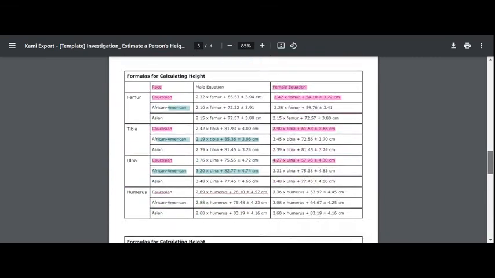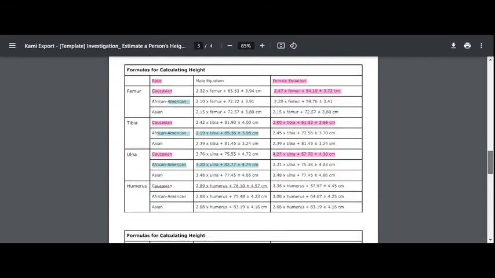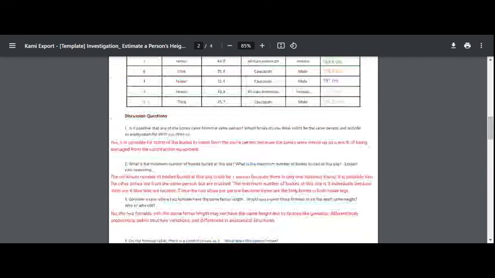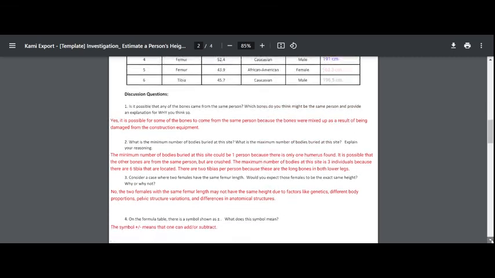So again, all of those equations came from this chart right here, titled Formulas for Calculating Heights, that breaks down how to calculate when you have the length of the femur, tibia, ulna, humerus for the 3 different races that are Caucasian, African American, and Asian. And then it further breaks it down to what equation to use if the skeleton is male or female. All right, so now on to the discussion questions.